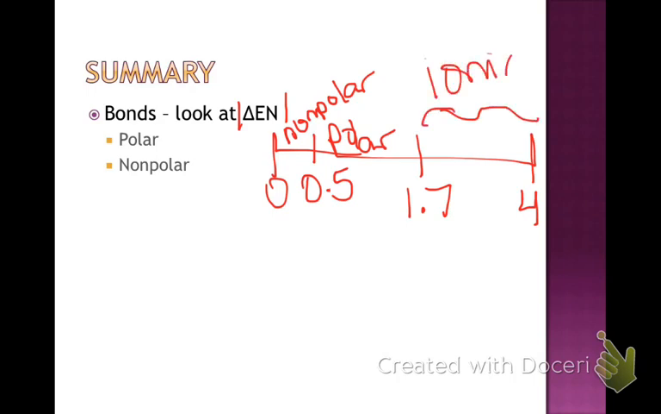So you might be asked, which is more ionic in character? It's anything closer to that 1.7 or closer to 4. Whatever that difference is, it's bigger. So here you're just subtracting.